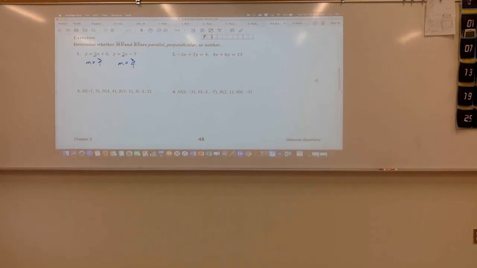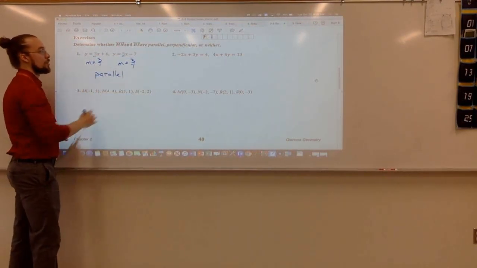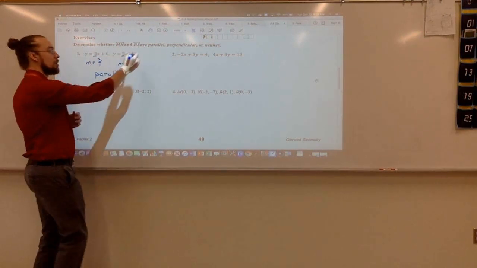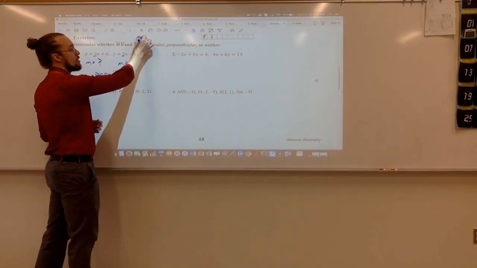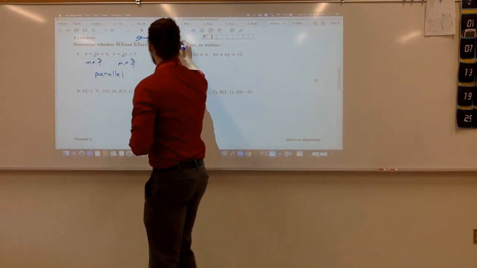Are these lines parallel, perpendicular, or neither? Parallel. If we get the exact same slope, the lines are parallel. Remember, parallel is same slope. Perpendicular is opposite reciprocal.